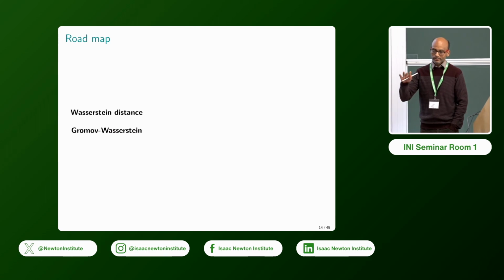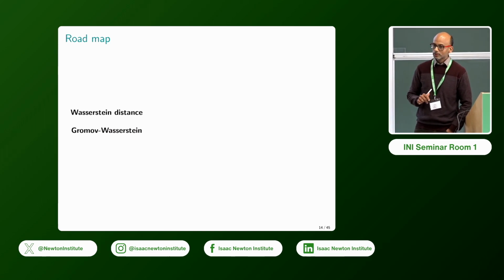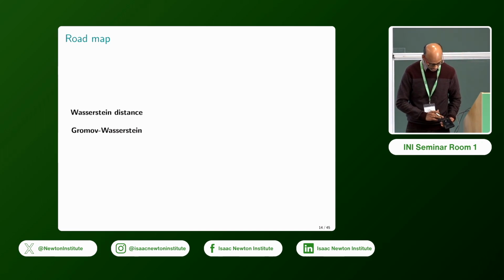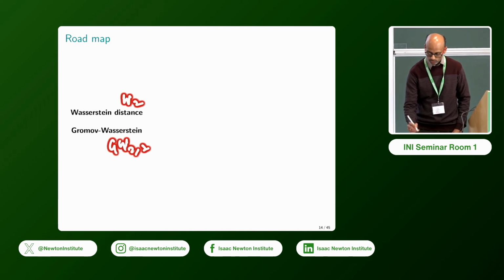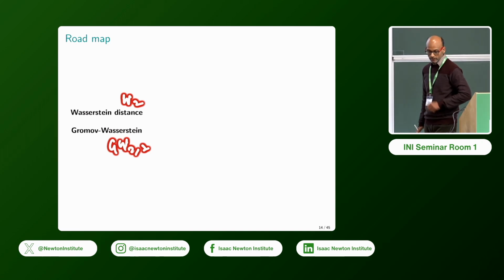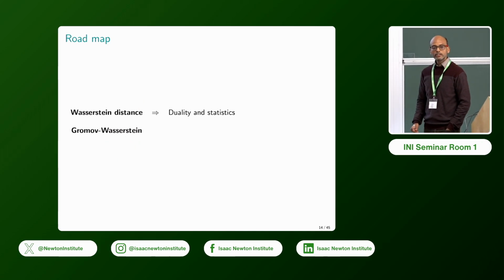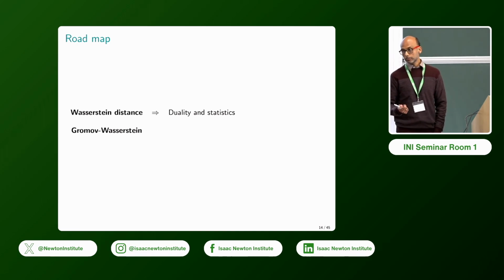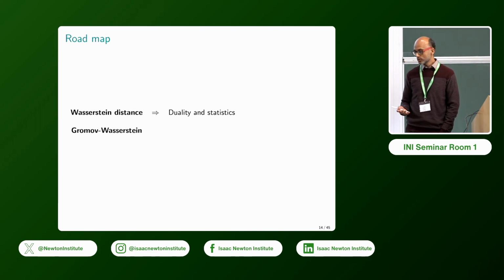Okay, so with this introduction, this will be our roadmap for the rest of the talk. So I introduced the Wasserstein distance. Again, when I say the Wasserstein distance, I'm just going to look at the W2, and the Gromov-Wasserstein I'm going to look at is GW22. So this is what we'll work with. I already introduced you to the dual representation of the Wasserstein. We will see how the dual representation of Wasserstein has played a role in addressing some statistical questions.